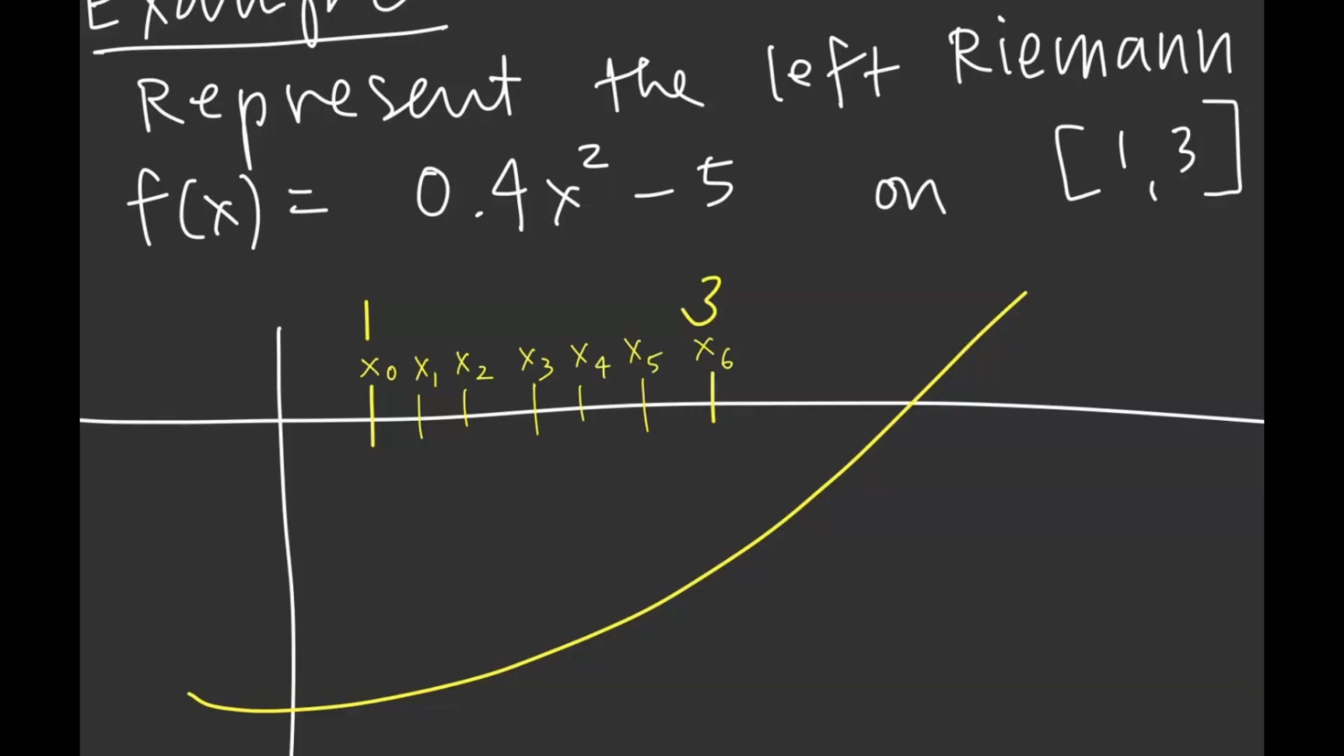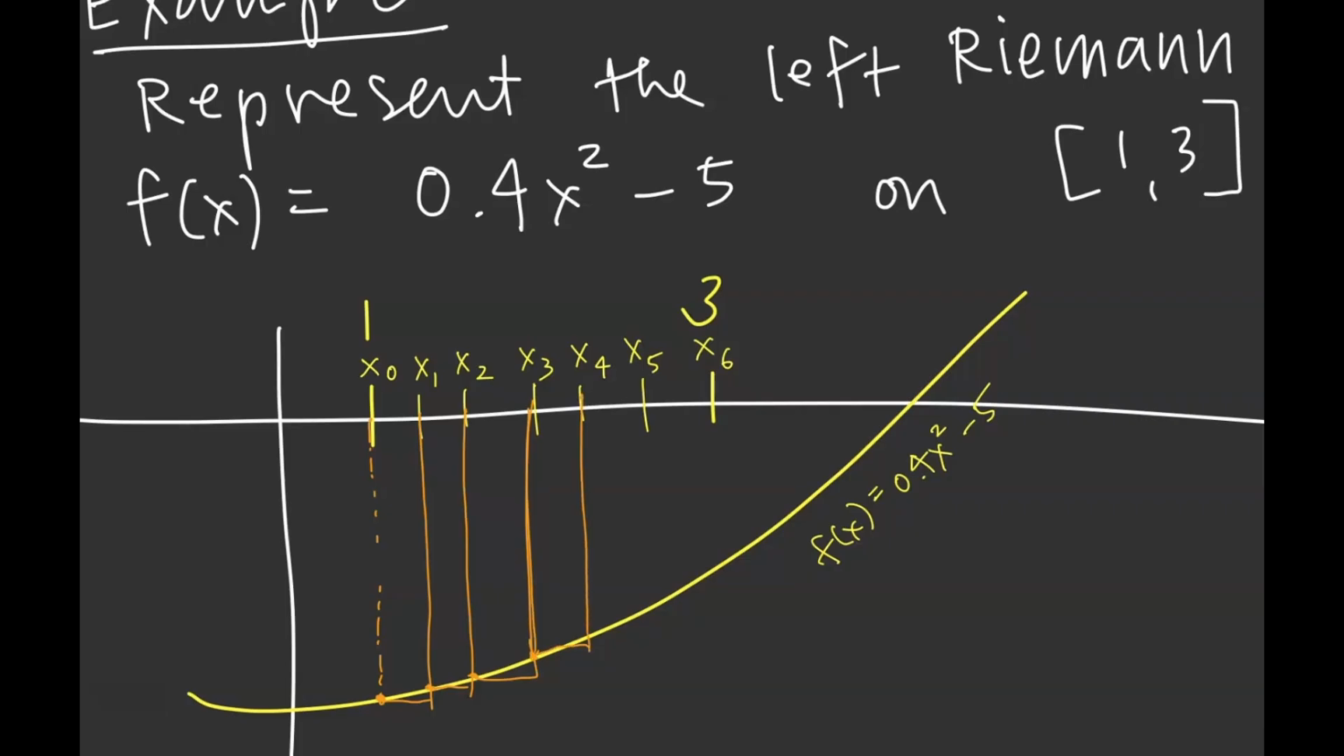So if we're looking for a left Riemann sum, that means for this left part of the interval, we're taking that y value of the function. Again, this is the function f of x equals 0.4x squared minus 5. And then we'll take this one, and then we would take this one, and so on, all the way down. So we're going to have 6 rectangles.